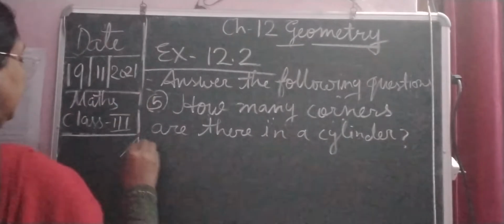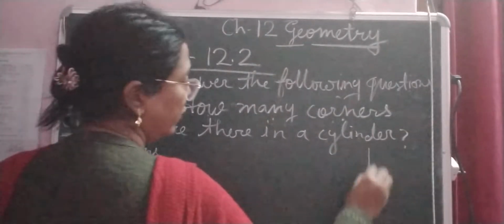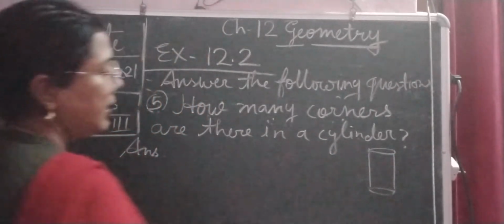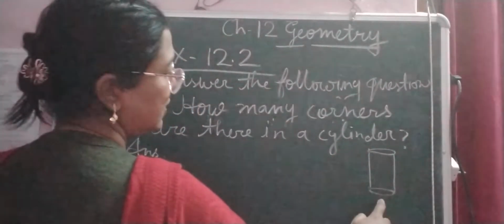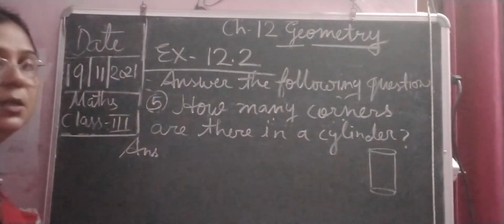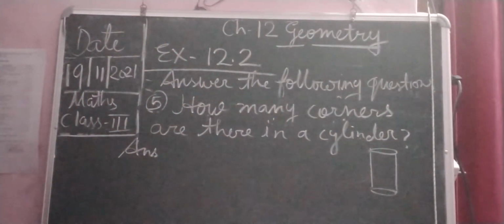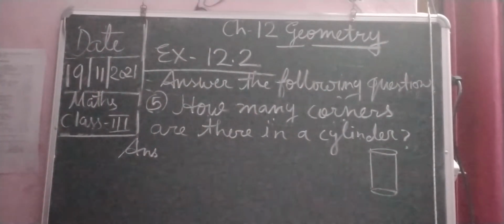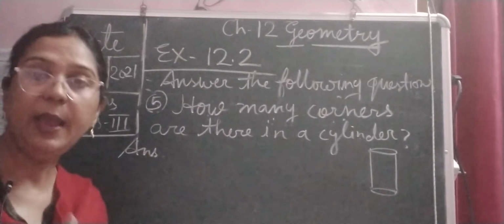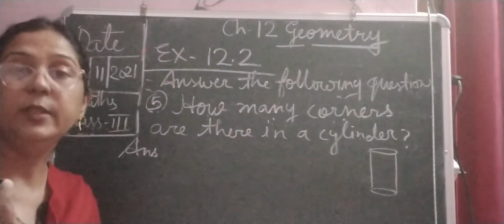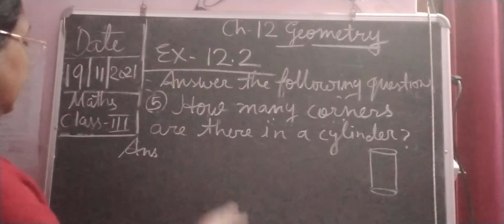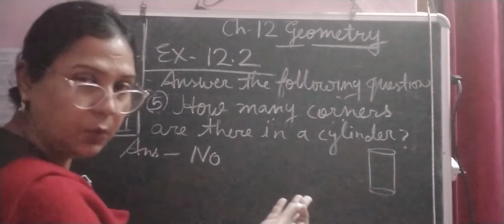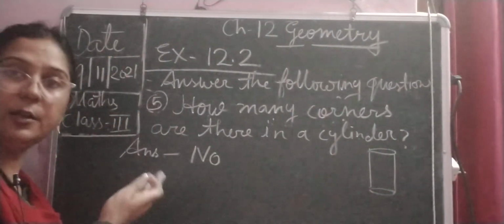Okay, children. So I'm going to draw the shape of a cylinder. You can see there are two edges which are curved, and this is also a curved circular side. So how many corners are there in a cylinder? We will write, the cylinder has no corners. It is circular. That is why we will write no. So there are no corners in the cylinder shape.